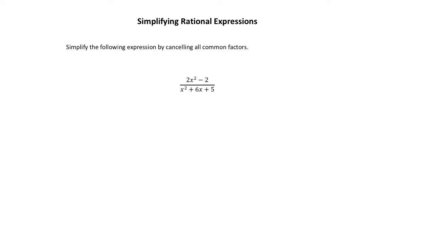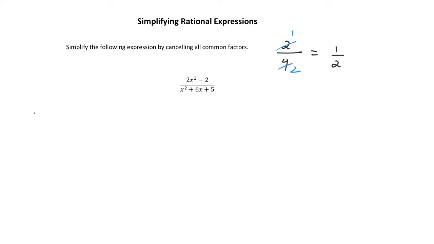To simplify a rational expression like 2x squared minus 2 divided by x squared plus 6x plus 5, we have to look for common factors between the numerator and the denominator. It's a lot like saying, what if I wanted to simplify 2 over 4? There's a common factor of 2 in both the numerator and the denominator, and it reduces to 1 over 2. The idea I just used is the same as what I'm going to do here. But first, I have to factor the denominator and the numerator.